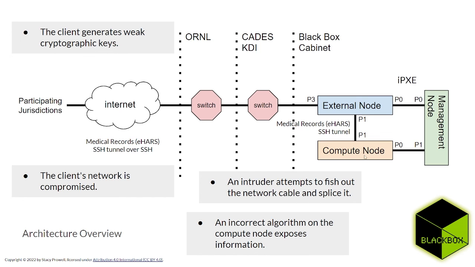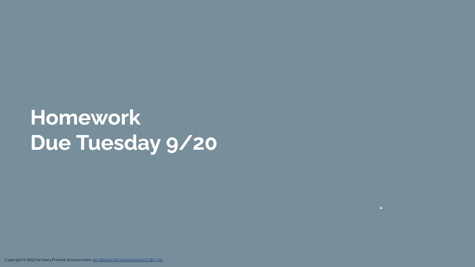An incorrect algorithm on the compute node exposes information. So we have the compute node running. It computes something, and maybe it includes information for an individual who's not in the match, and somehow puts other information in there. It goes to the external node and goes out. Well, again, the format of the data return needs to be such that that is very, very difficult. You can't just include arbitrary data in the data return. So all things we had to think about.